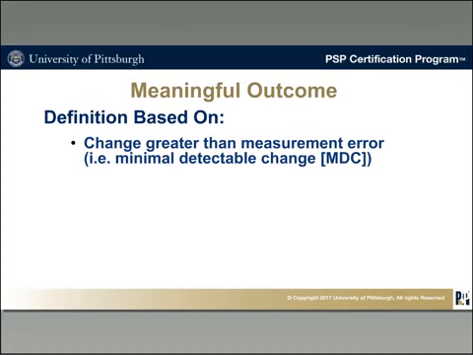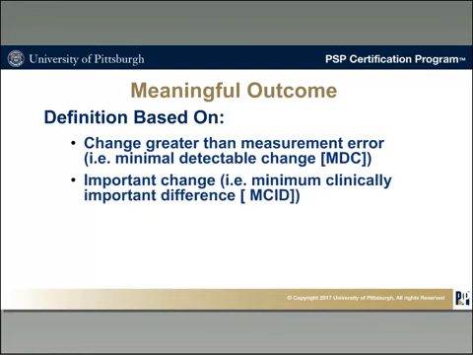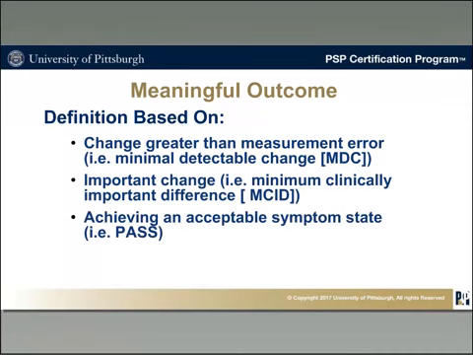So we can define a meaningful outcome based on a change that is greater than measurement error. That's called a minimal detectable change. Or an important change. To achieve a meaningful outcome, they had to have a change that they deemed to be important, and that is a minimum clinically important difference.